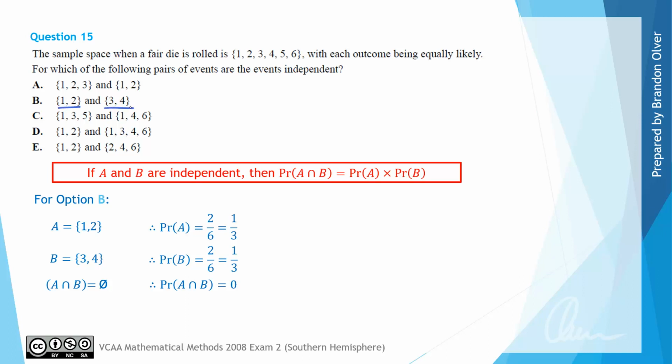The intersection of A and B, though, is the null set. There's no elements that are common to those, so we can use this little symbol here to represent the null set. And then working out the probability of A is 2 outcomes out of 6, so it's 1/3.